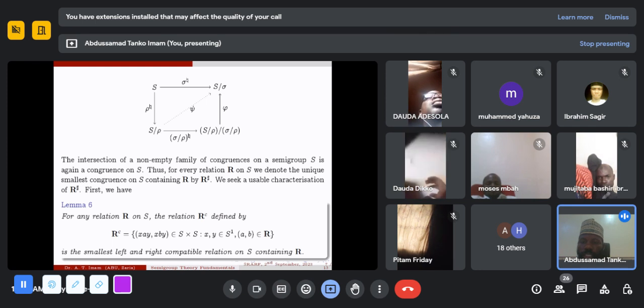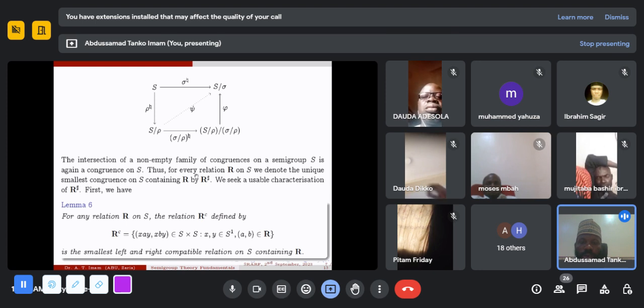And so for that, we say the intersection of a non-empty family of congruences on a semigroup is again a congruence. So this is a claim that can be easily checked. If you take a whole family of congruences, their intersection will still be a congruence, because this is a family of equivalence relations. And so the intersection will still be reflexive, symmetric, and transitive. And so therefore, the intersection of the entire family will be an equivalence relation. And then the fact that it is a congruence can be checked by just seeing that it is again a compatible relation on the semigroup.